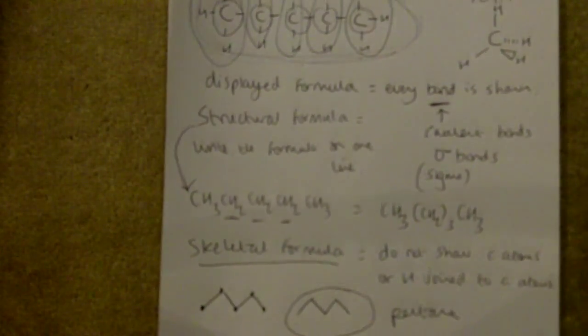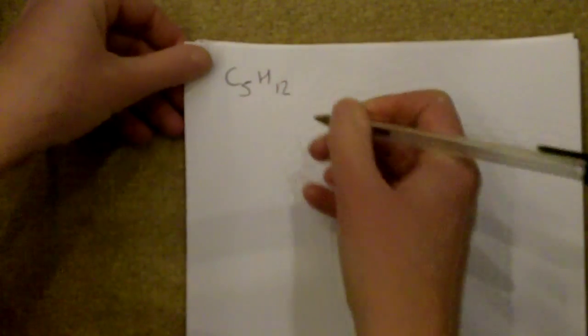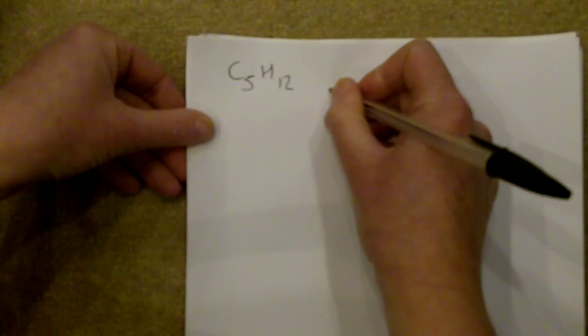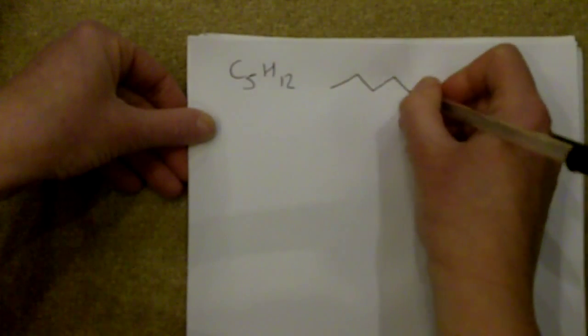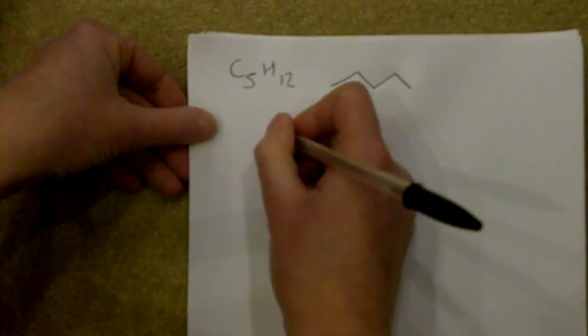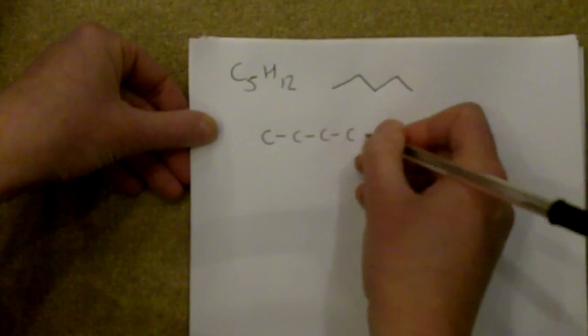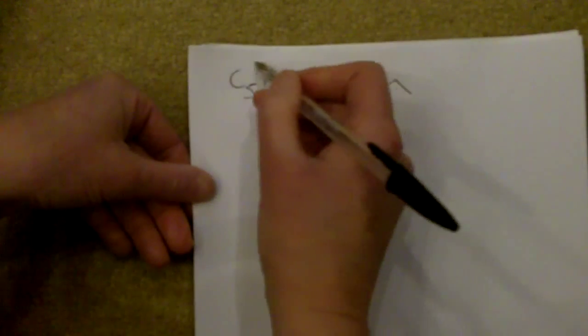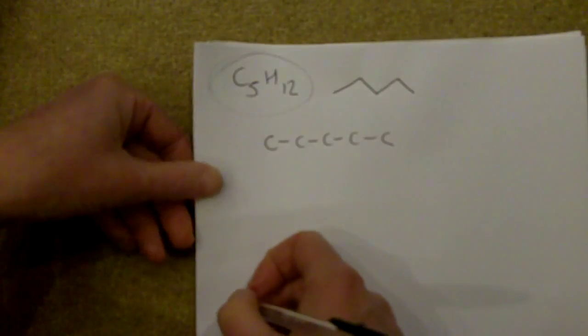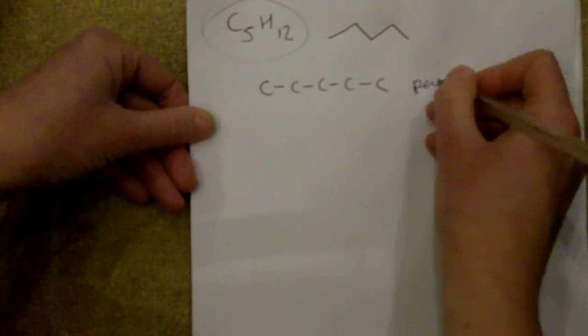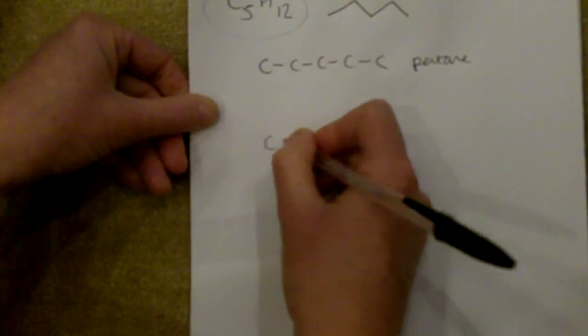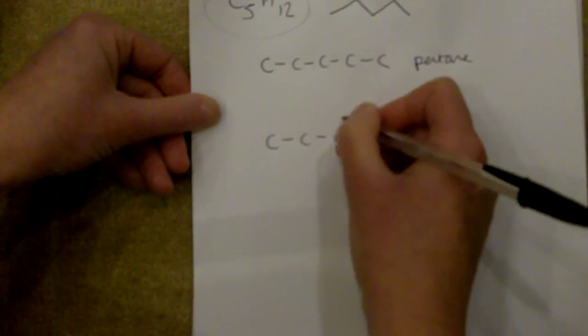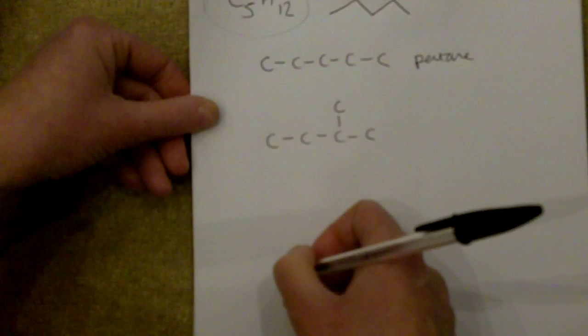So pentane, if you have C5H12, it could be like this. 1, 2, 3, 4, 5, right? It could be 5 carbons in a straight line like that. But C5H12 could be something else. It could be pentane, or it could be 4 carbons in a straight line with 1 carbon branching off.